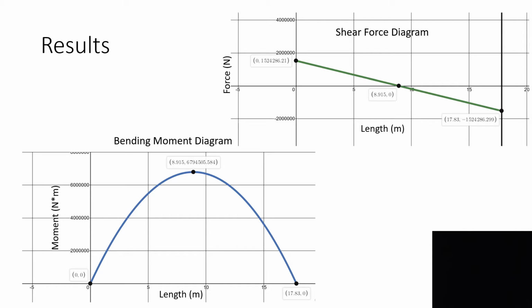To the bottom left of that, you see the bending moment diagram. It starts and ends at 0 and curves in a parabola, a negative parabola shape, to a maximum of 6.8 meganewton meters. The y-axis is in newtons per meter, and the x-axis is the length of the bridge in meters.